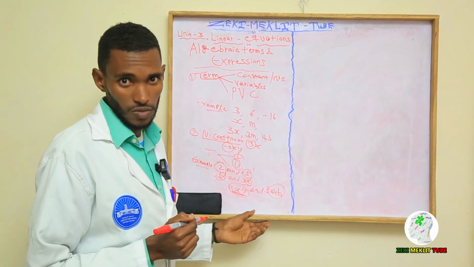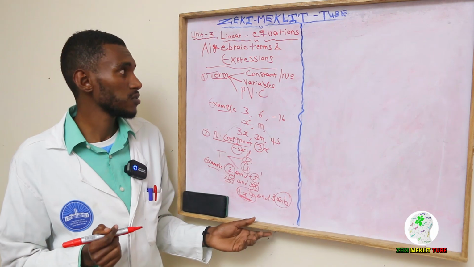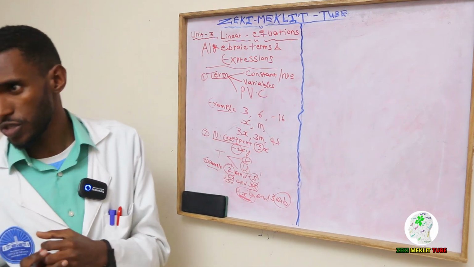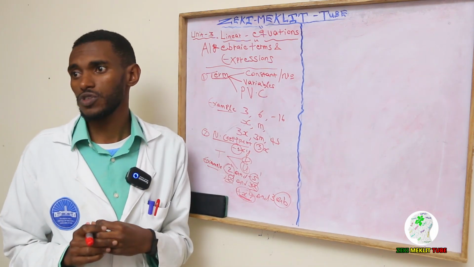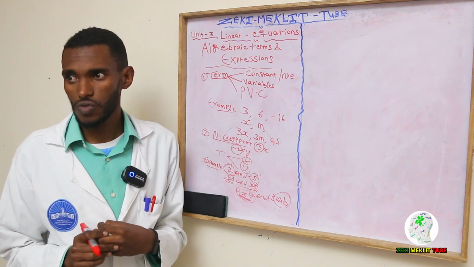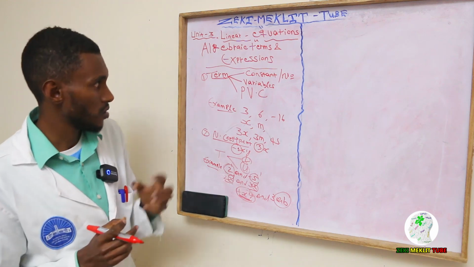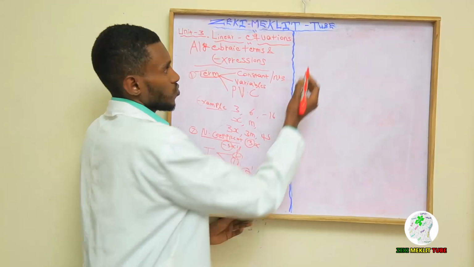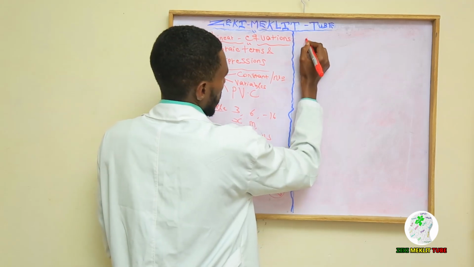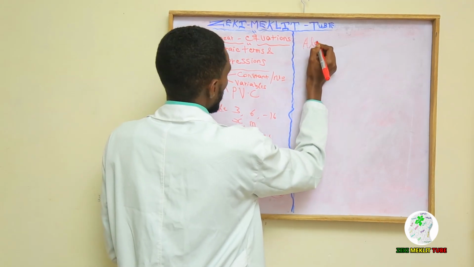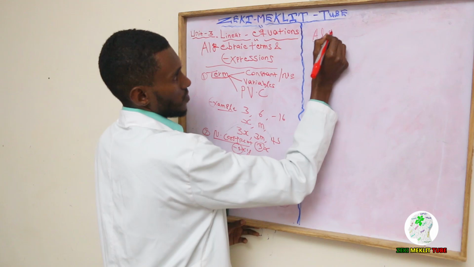So before we go to algebraic expression, today we see only some definitions of words you should know. The first one is term. After this we can define algebraic expression. What do you mean by algebraic expression?